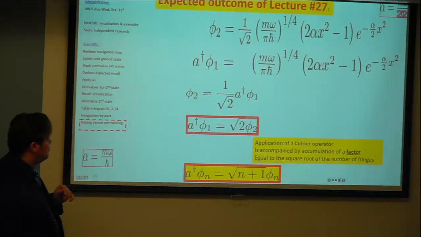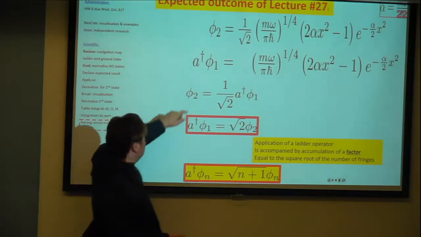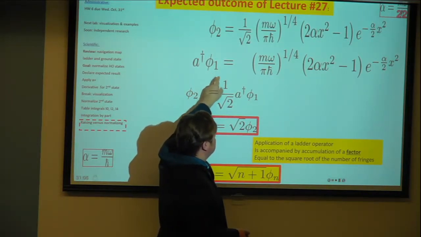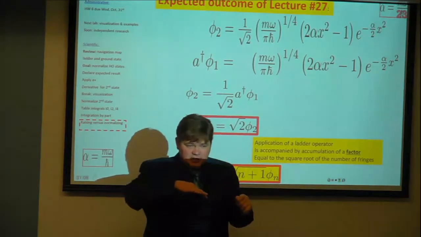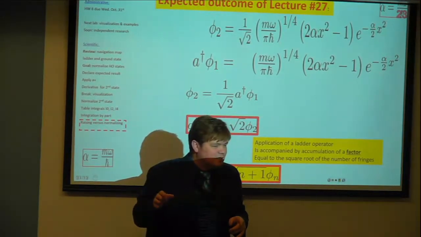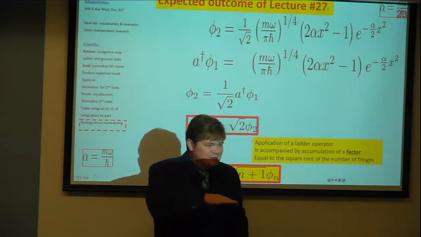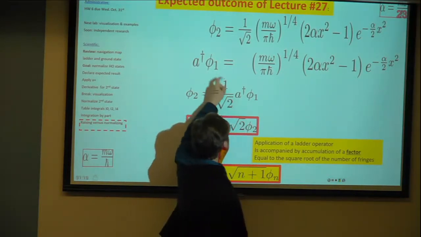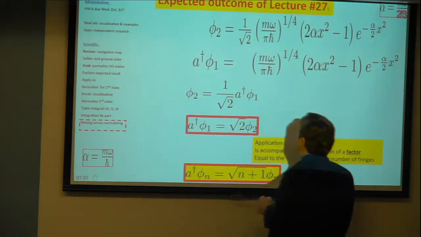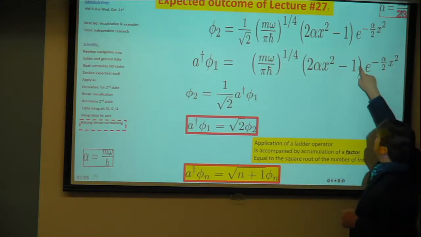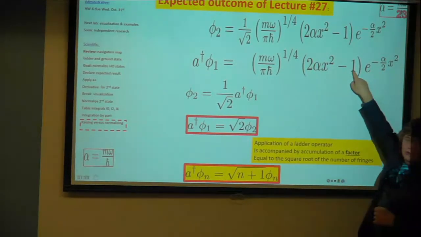So by applying the raising operator to the first excited state, which was a linear function times a Gaussian, as Michael showed. No, Michael was showing the higher order. This was shown by Ben. Right? So if we apply the raising operator to the first excited state, we again get a Gaussian factor times a second order polynomial.